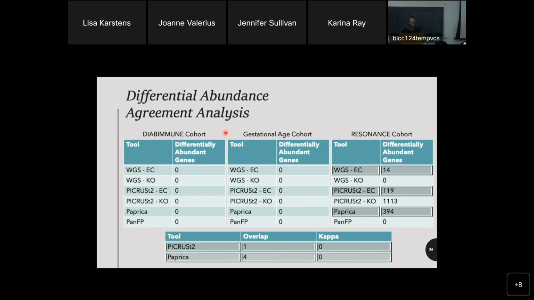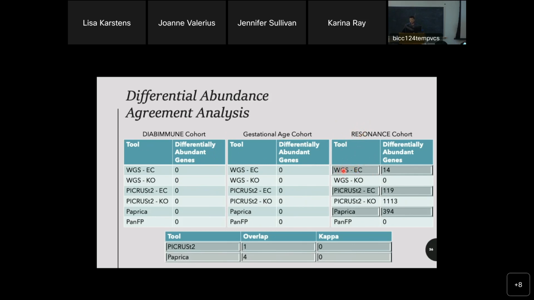And in this EDA, we did not identify any significant difference in taxonomic composition between the test groups in the diabimune cohort or in the gestational age cohort. However, we did identify a significant difference in taxonomic composition in the resonance cohort, and this was reflected in the fact that we did identify differentially abundant genes also.